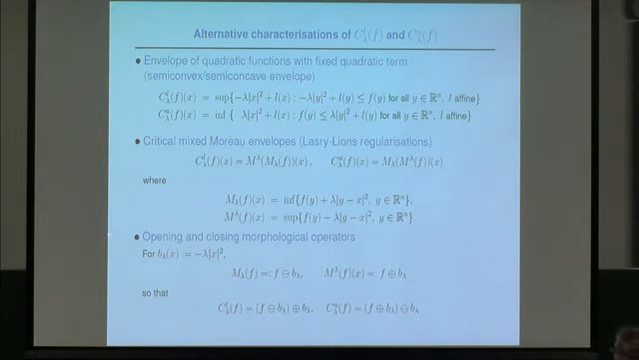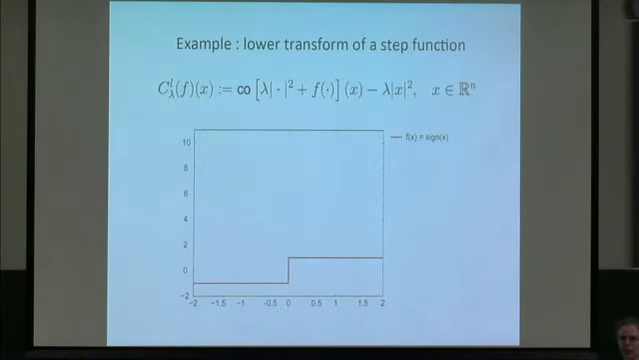Where you have here your b lambda of x is minus lambda x squared, and so first of all you can characterize these Moreau envelopes in terms of the so-called erosion and dilation, and then when you do it twice you get these opening and closing operators. Okay, so these are alternative characterizations of what I'm talking about. And now let me show you what they actually do in a simple case.